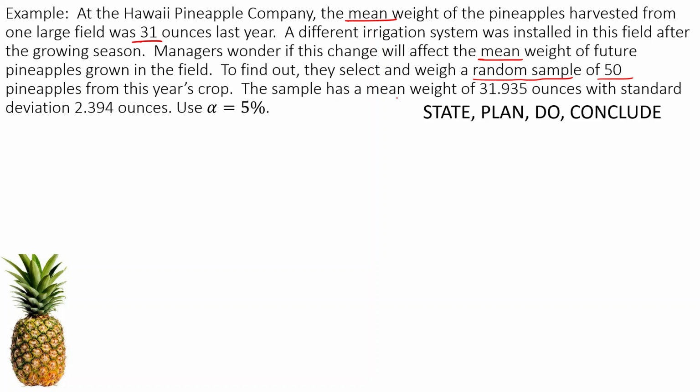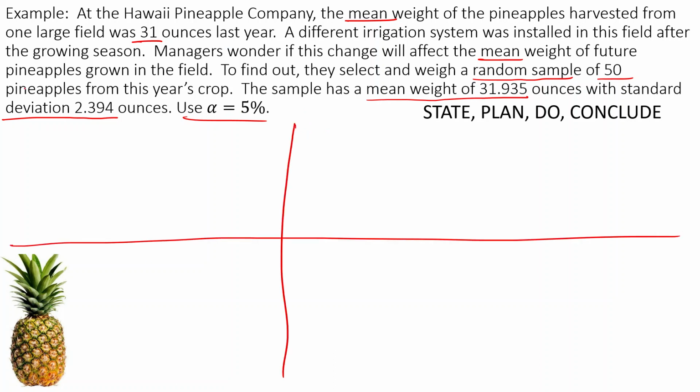The sample has a mean weight, so sample mean, of 31.935 ounces with a standard deviation of 2.394 ounces. Use alpha is 5. All right, so we're asking about mean. They're asking us for significant evidence, so that means we are doing a hypothesis test for the mean.